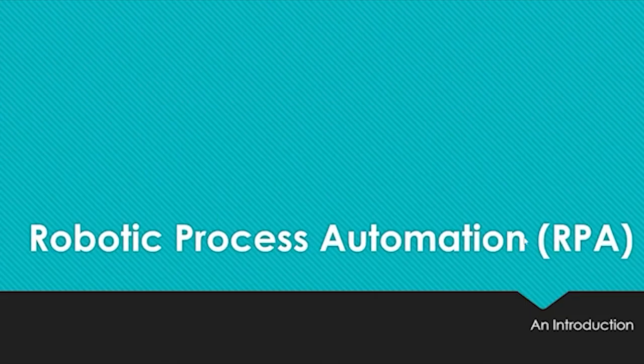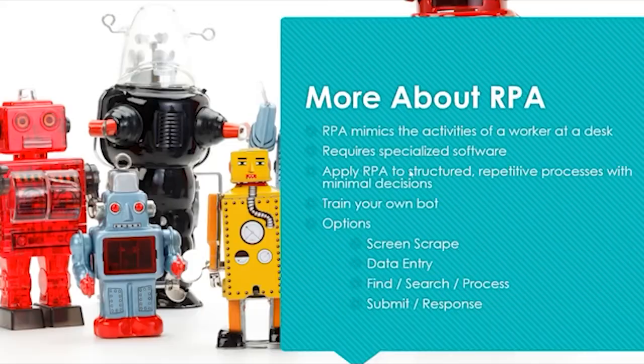Robotic Process Automation, aka RPA, let's do an introduction of this. RPA mimics the activities of a worker at a desk. We can build a robot that's going to do exactly what a person would do as they click through screens and execute their work. RPA requires specialized software. We leverage Microsoft's Power Automate Desktop to build all the RPAs that we deploy. You can apply RPA to structured, repetitive processes that don't require a lot of human decision making. These would be good candidate processes for an automation.